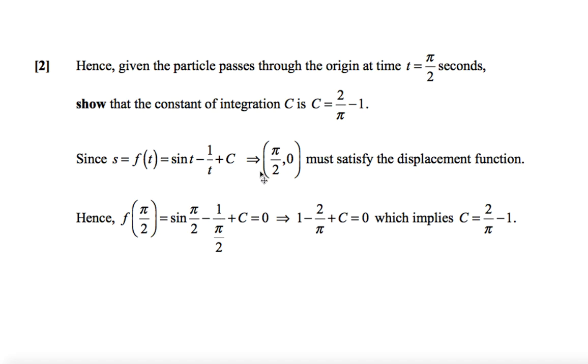So its position will be, at the time of pi over 2 seconds, exactly at the origin. So this point needs to satisfy this displacement function, and when you play out the mechanics of that, we get something like 1 over pi over 2, which is just a negative 1 over that, which is a negative 2 over pi, and so we can establish that we have the constant of integration as requested.